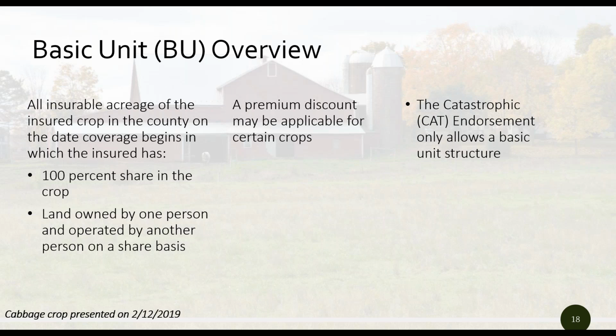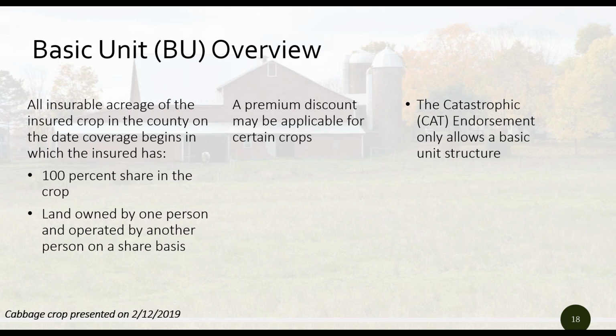This is all insurable acreage of the insured crop in the county on the date the coverage begins, in which the insured has 100% share in the crop, or land owned by one person and operated by another person on a share basis. There could be a premium discount for certain crops. All people who automatically get a federal policy automatically qualify for basic units.